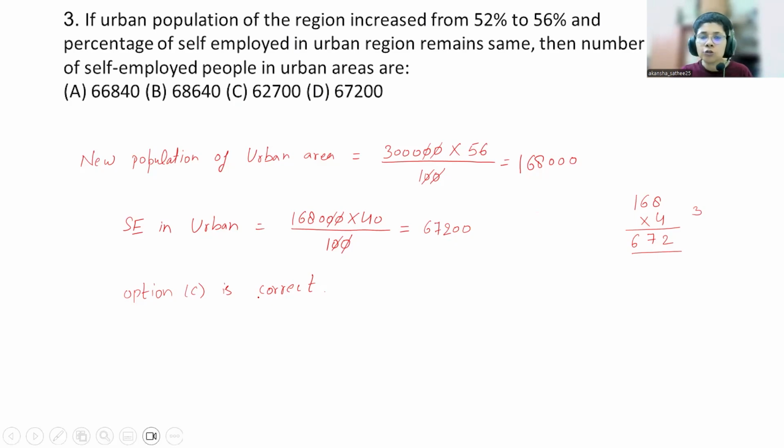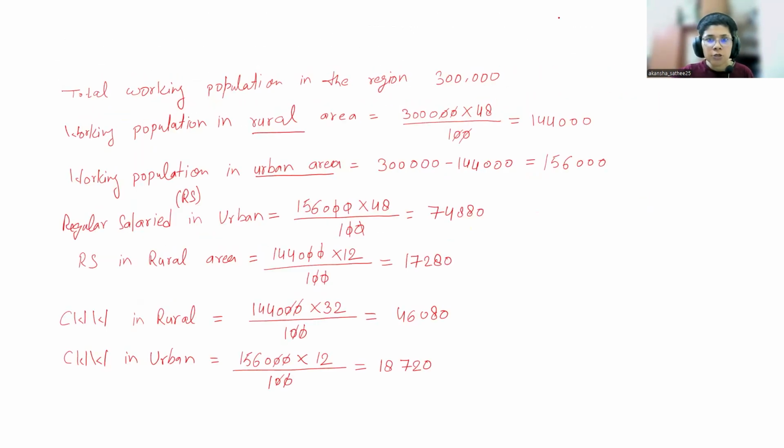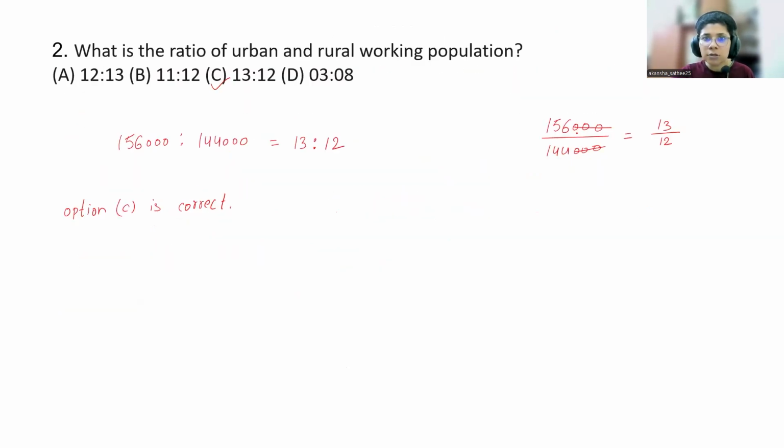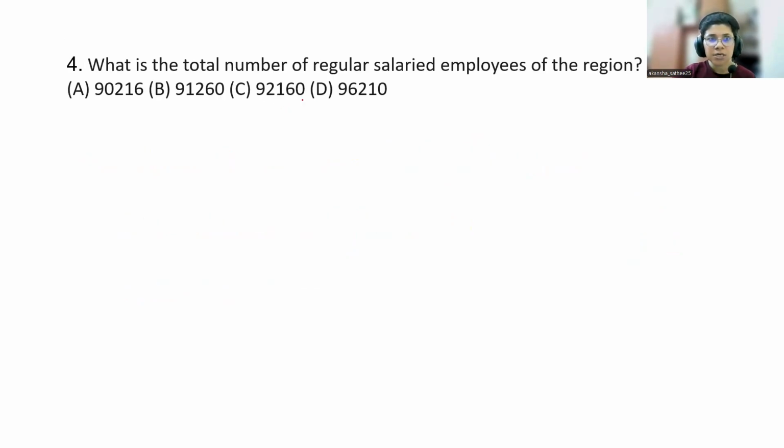Is that clear? So the new population, they have increased from 52 to 56. So when it was 52, your population in urban area was 156,000. So what they are saying, they have increased the population and kept the self-employed persons the same. So what is the number of self-employed people in urban area? It is 62,700. Next problem.